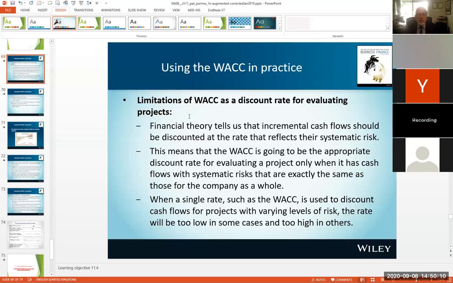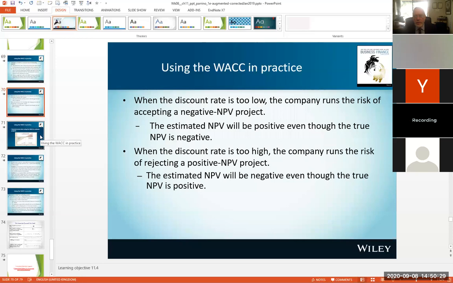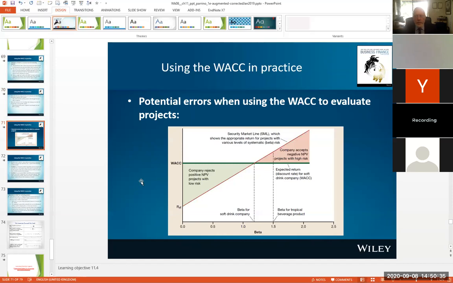Okay, that's pretty much what's explained here. That's a pretty important limitation because a lot of people are tempted very often to use the weighted average cost of capital as the discount rate for individual projects, when in fact you're not really able to do that, at least not able to do it prudently. This is illustrated in this graph.